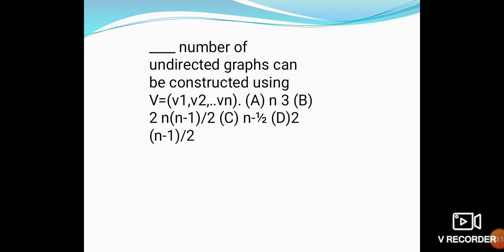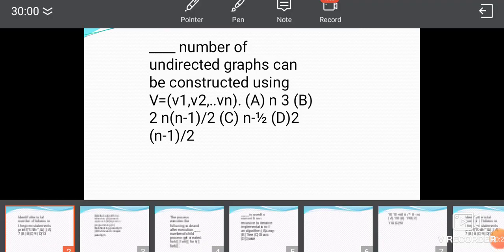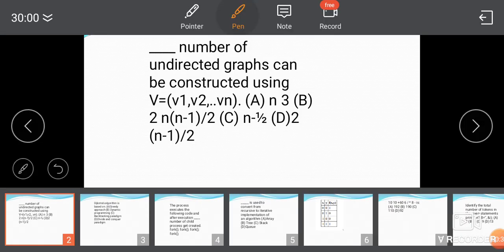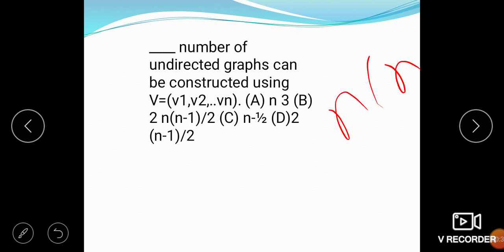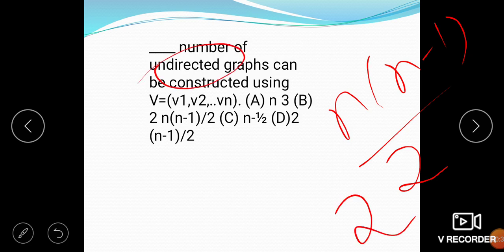So now next is the number of undirected graphs that can be constructed using the given vertices. With n vertices, the formula to find the edges is nC2, that is n(n-1)/2. But here the number of undirected graphs is required, that is 2 to the power of that. So option B is the correct one.